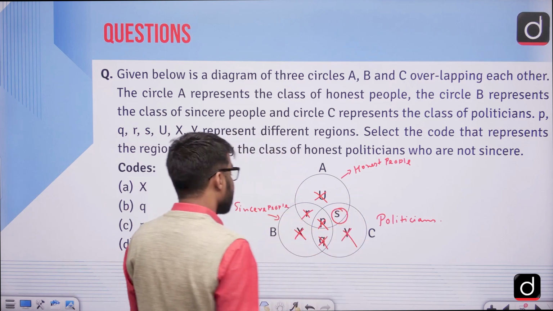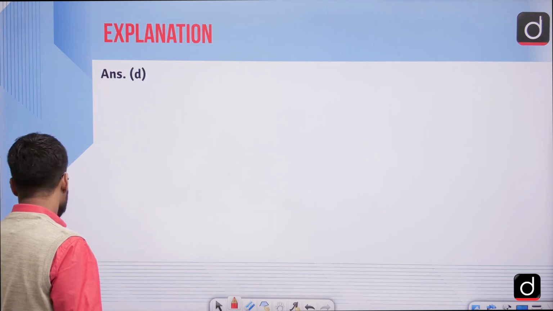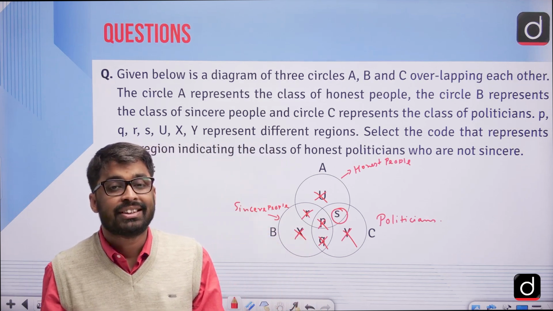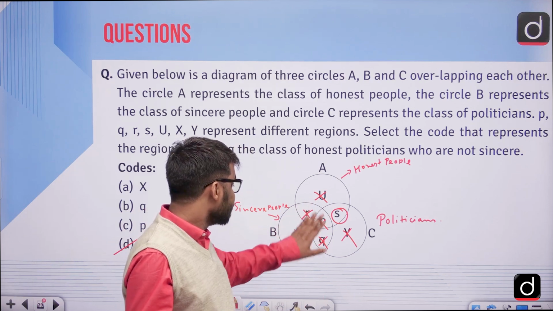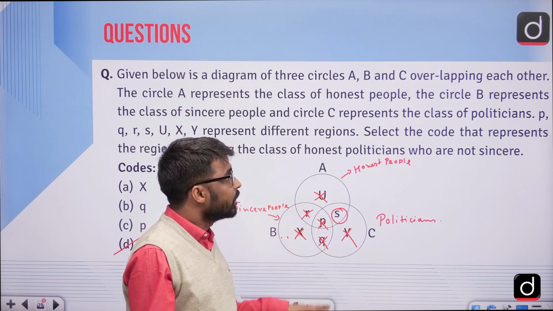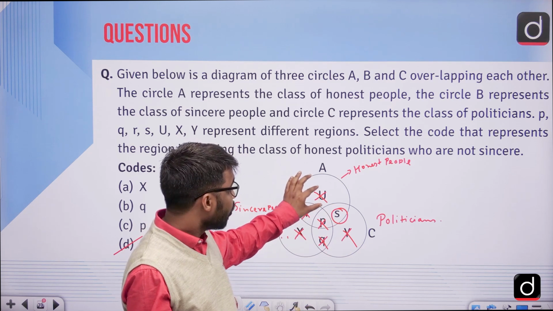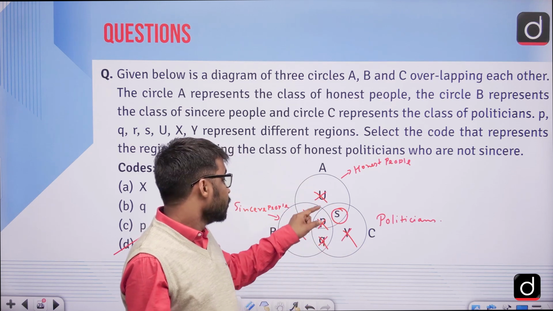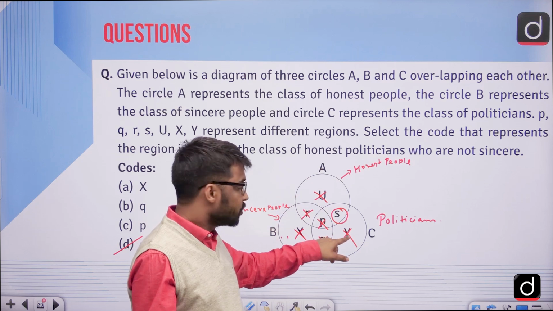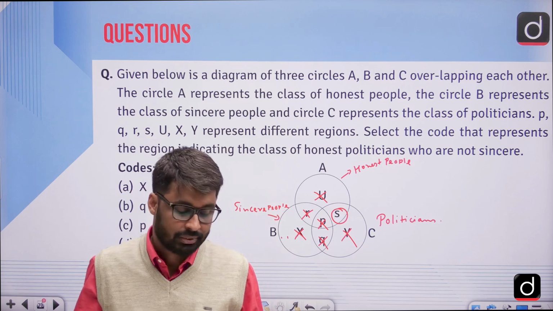So the only variable left out is S. So D would be the correct answer, because I wanted honest politicians who were not sincere. Any value written inside the sincere circle is going to be discarded. Now you are left with these values. You want honest people and politicians, right? So any value which is outside these circles will be discarded, and you will be left with only S. You can approach this question in this way also.